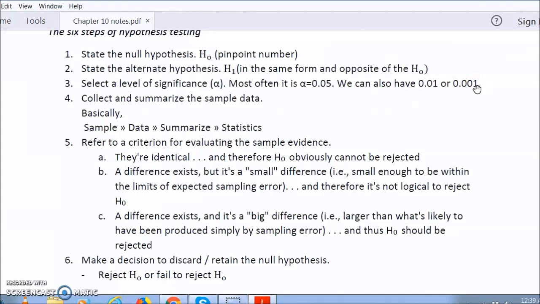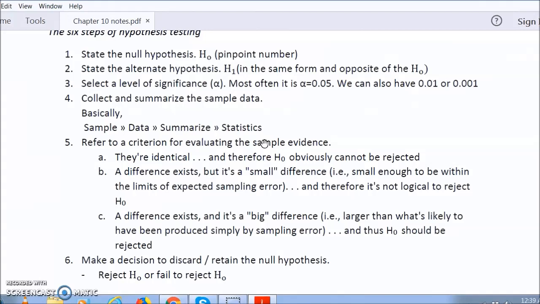So basically what happens is a researcher states their null hypothesis, states their alternate hypothesis, selects a level of significance, collects and summarizes the sample data. That means you have a sample, you collect data from it, you summarize the data using the statistics that you have, and then whatever value you get, you compare it with the level of significance that you have found.